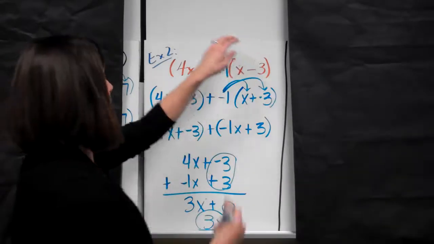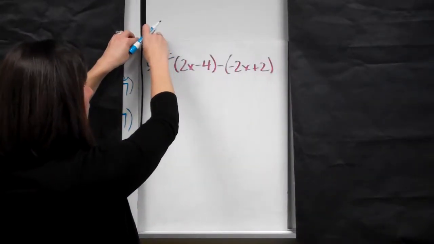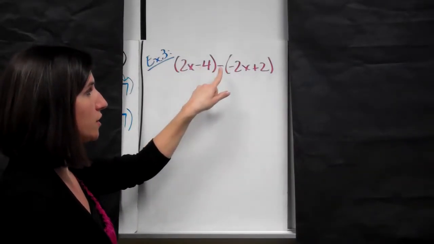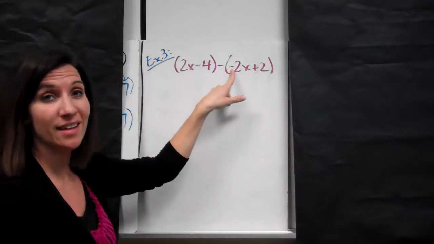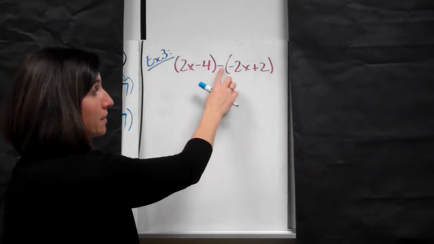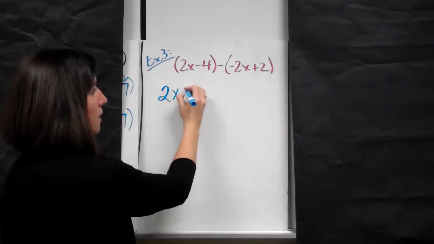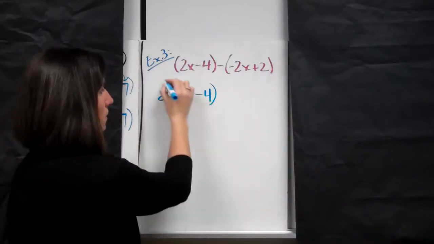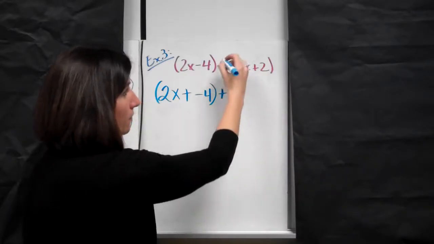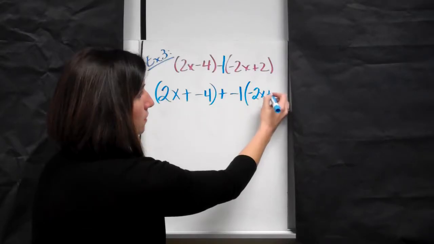Let's try one more, and then we'll come back to our target problems. Example number 3. This one here, if you notice, you have a subtraction, and then a negative. So what you're going to do is you're going to do the same thing we've been doing. Add the opposite, add the opposite. So I'm going to rewrite this so that we have 2x plus negative 4. I'm going to add the opposite, and I'm going to put a 1 in front of that set of parentheses. So now we have negative 2x plus 2.